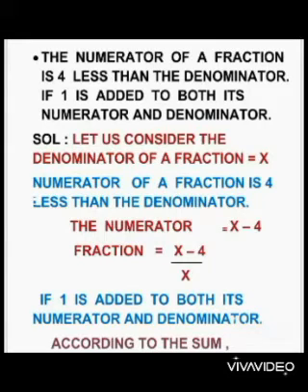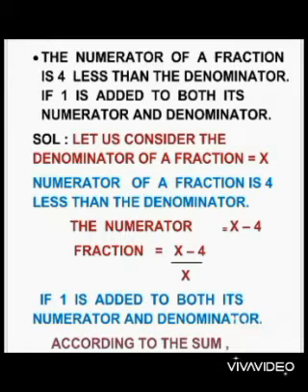So let us move to the next sum, children. The numerator of a fraction is 4 less than the denominator. If 1 is added to both its numerator and denominator, it becomes 1 by 2. Find the fraction. So children, first understand the question properly.